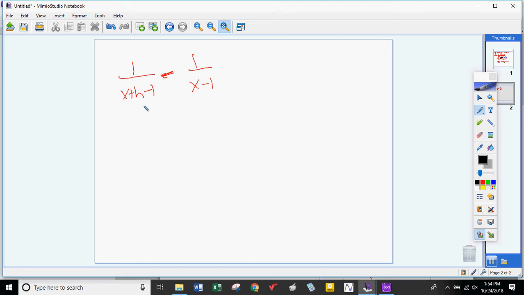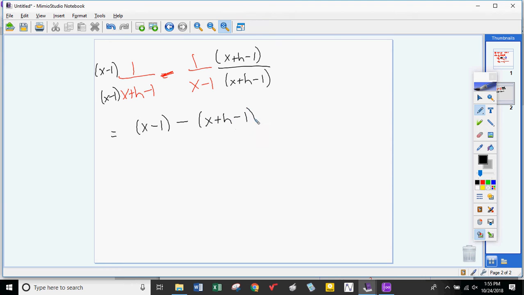There isn't going to be a nice one here. So what I'm going to do is simply multiply this fraction by the other denominator. It's going to look clunky for a while, but eventually it's all going to work itself out. So this becomes x minus 1 minus x plus h minus 1 all over x minus 1 times x plus h minus 1.